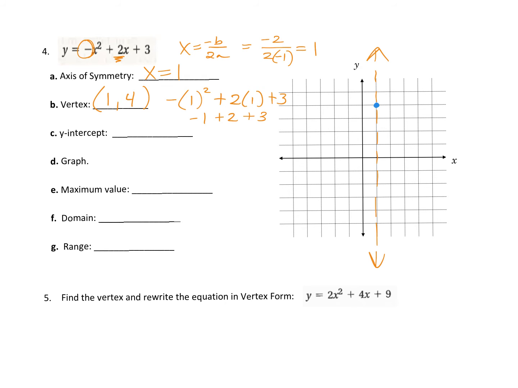Your y-intercept, you can either find just by looking at this number, 0, 3 will be your y-intercept, or you can use the slope, so down 1 over 1 and down 1 over 1. Either way, you get the same number. So that's your graph. Your maximum is your y value here, so 4. Remember, it's this number. So your maximum here is 4. Your domain is all real numbers, and the range is y is less than or equal to that value.